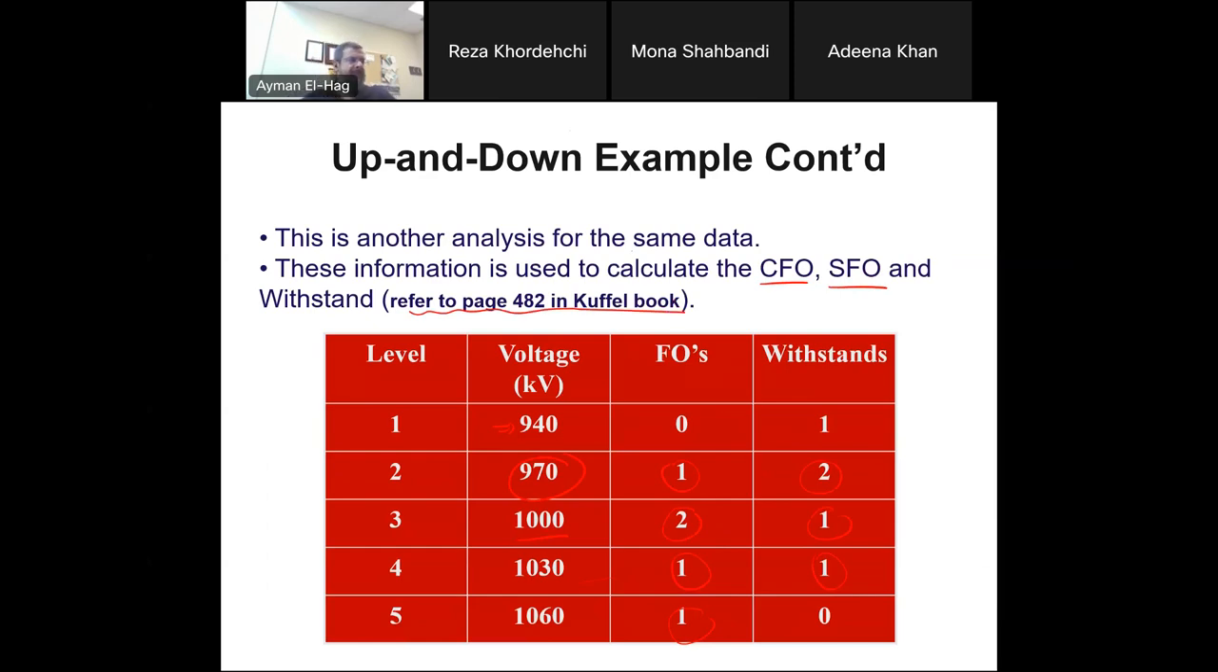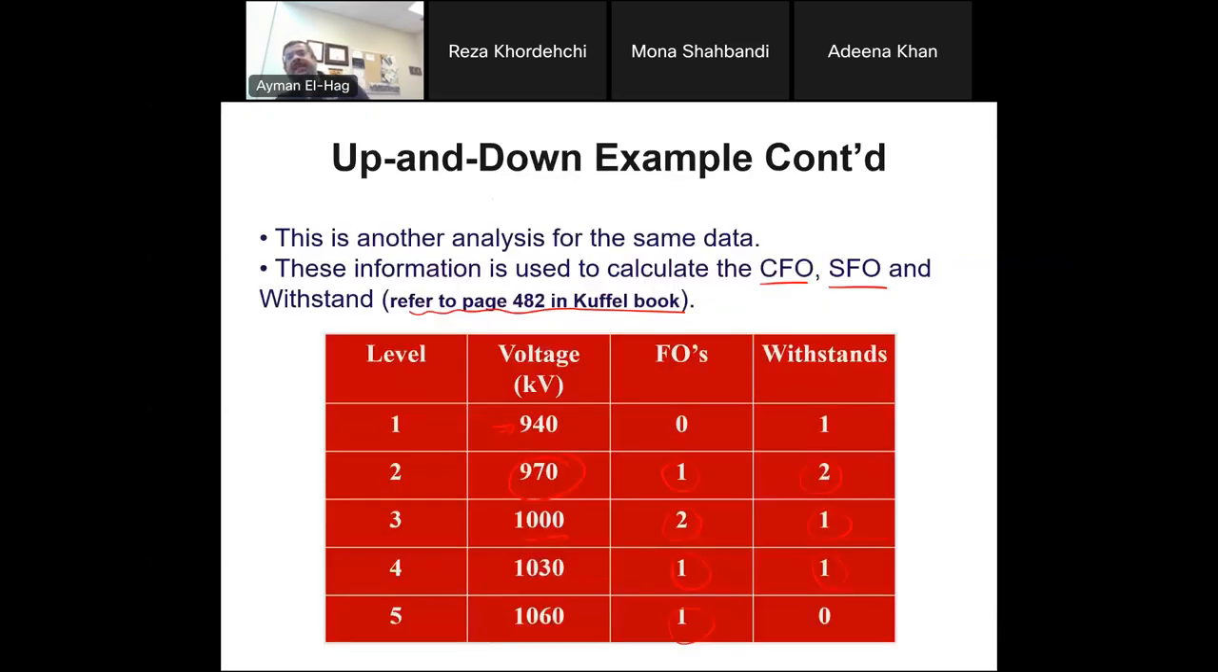Kuffel book is one of the famous books in high voltage engineering. There is a lot of math involved here to calculate the probability of failure. It's outside the scope of these slides or of this presentation. So if you are interested, if you don't have the book, I can scan and send you the pages that give you the formulas to calculate the CFO, the SFO, and the withstand voltage.